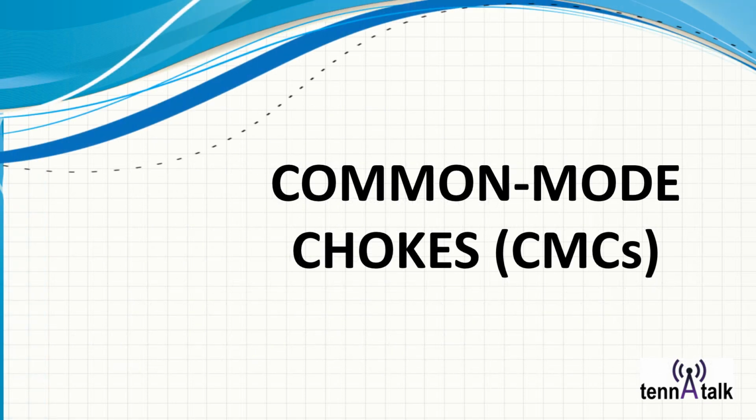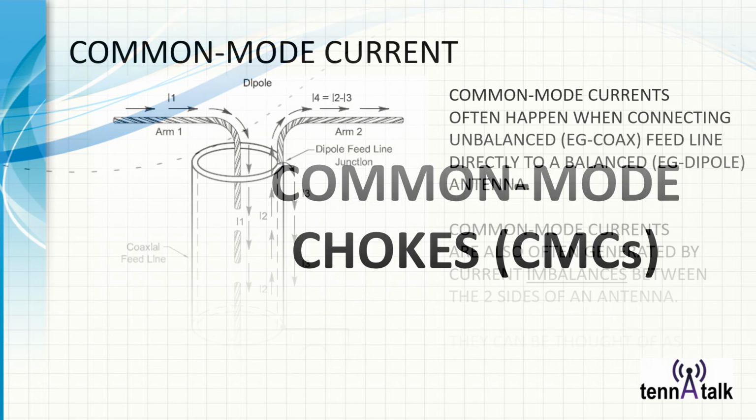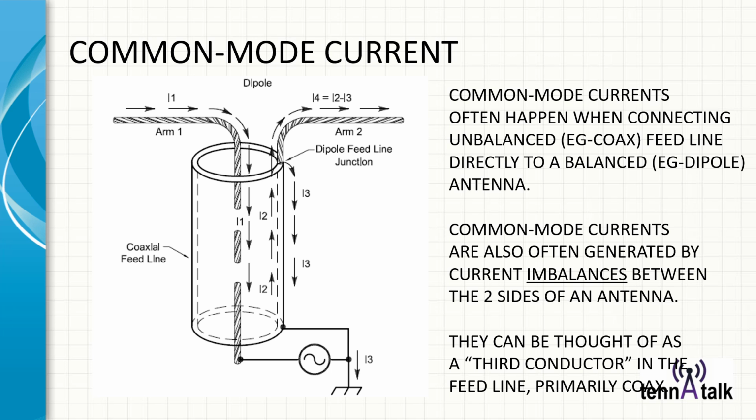So let's talk about common mode chokes, or CMCs. Here's a picture of the common mode current choke, and this is the two sides of a dipole. The one side, in this case the left side, is connected to the center core of a coax, whereas the right side of the dipole is connected to the shield. Pretty typical. Now, in pure differential current, the inward flowing current would equal the outward flowing current exactly, and you then have a balanced system with no common mode.